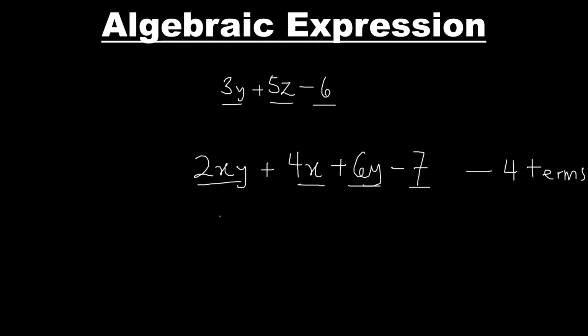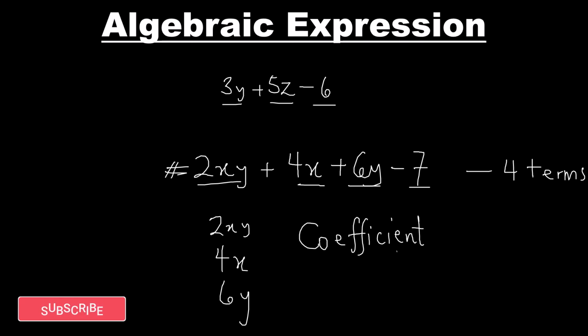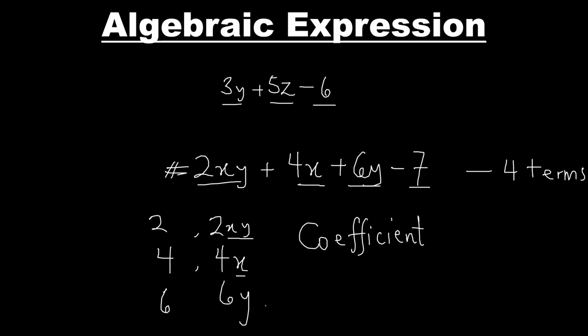Now let's look at the individual terms. We have 2xy, 4x, and 6y. For these individual terms of this algebraic expression, each of the numbers is known as a coefficient. So for this particular one, 2 is the coefficient of xy, 4 is the coefficient of x, and 6 is the coefficient of y in this particular example.